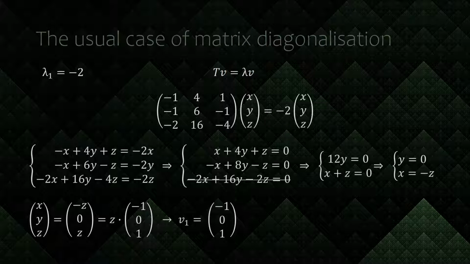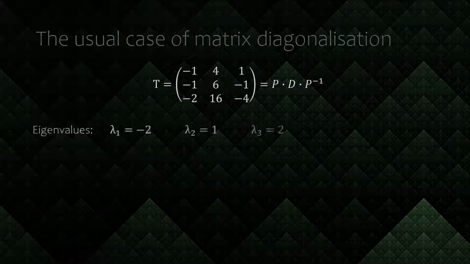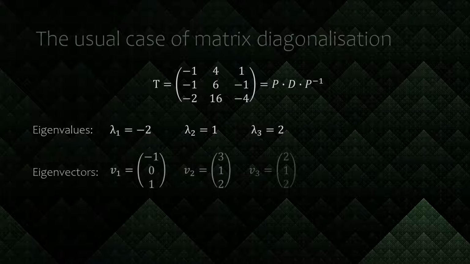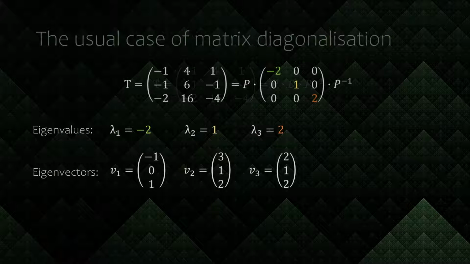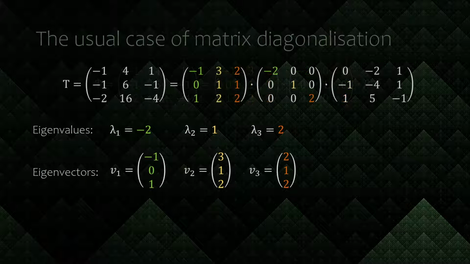Following the same algorithm, we calculate the eigenvectors associated with the other eigenvalues. The diagonal matrix D consists of eigenvalues on its diagonal, and the change of basis matrix P consists of the eigenvectors, which form the so-called eigenbasis. The order of the eigenvalues in matrix D must be the same as the order of eigenvectors in the matrix P. Next, we calculate the inverse of P, but we will skip the details. The matrix is diagonalized.